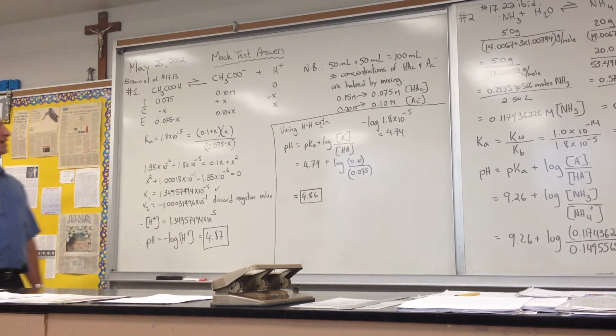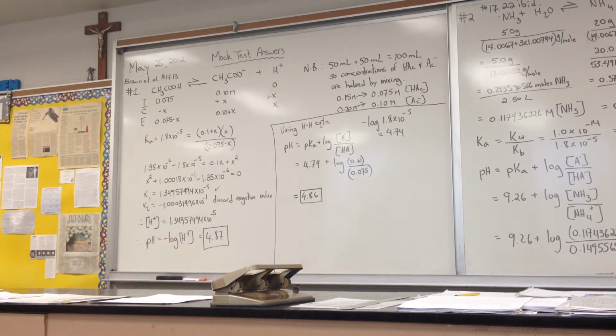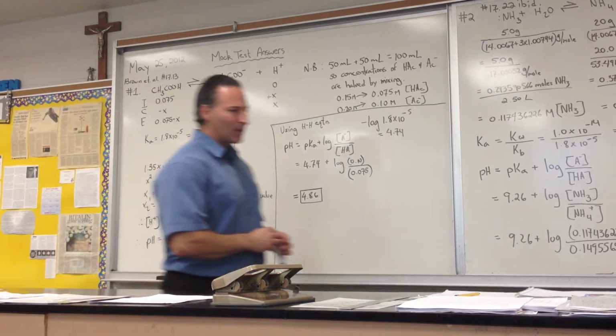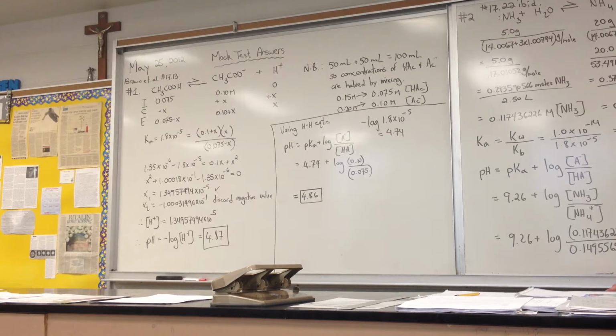Okay, today's answers for the mock test we did yesterday are posted. The test was made from your textbook. I used, for the first question, chapter 17, number 13. And the question asks, if you make up a buffer with the concentrations we've listed here, which are 50 mLs of 0.15 molar acetic acid and 50 mLs of 0.2 molar sodium acetate, what will be the pH?